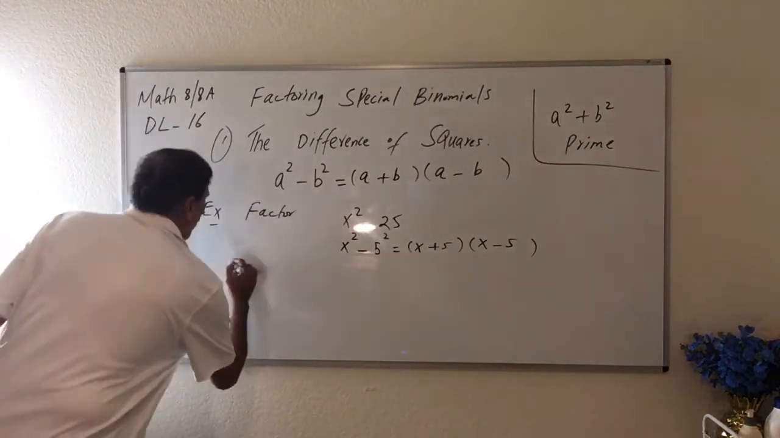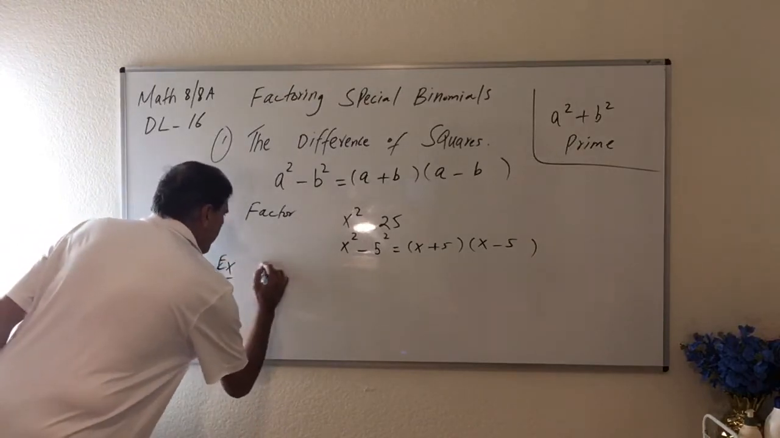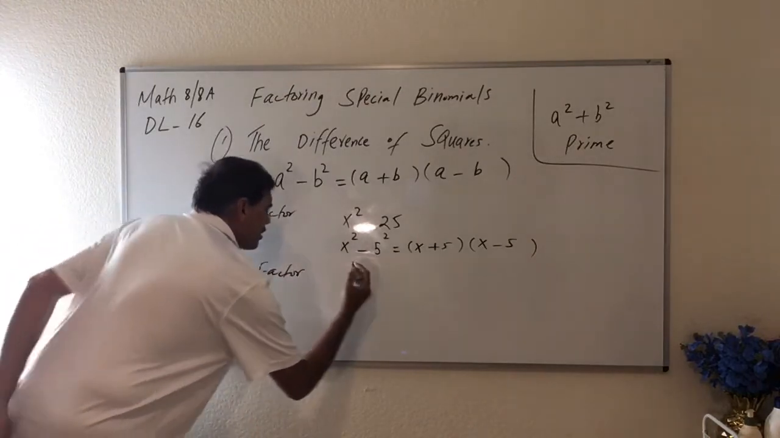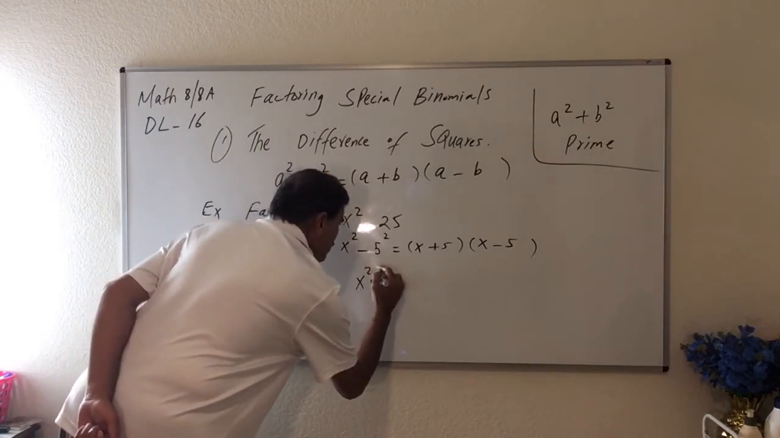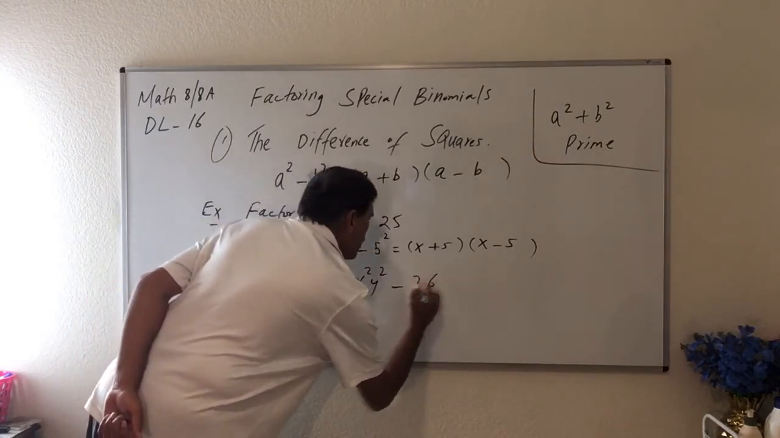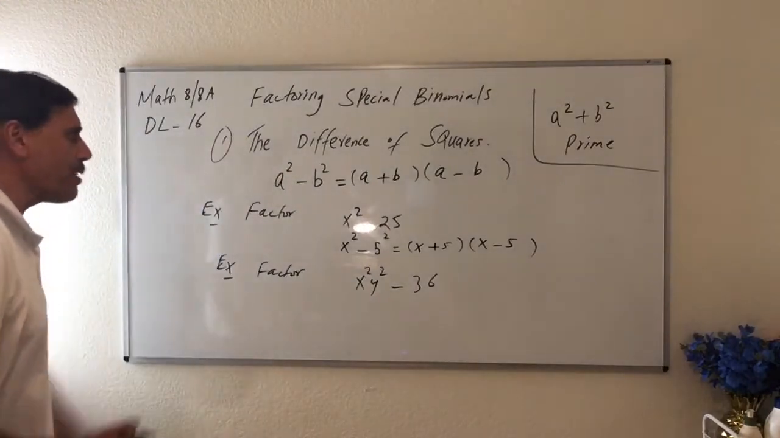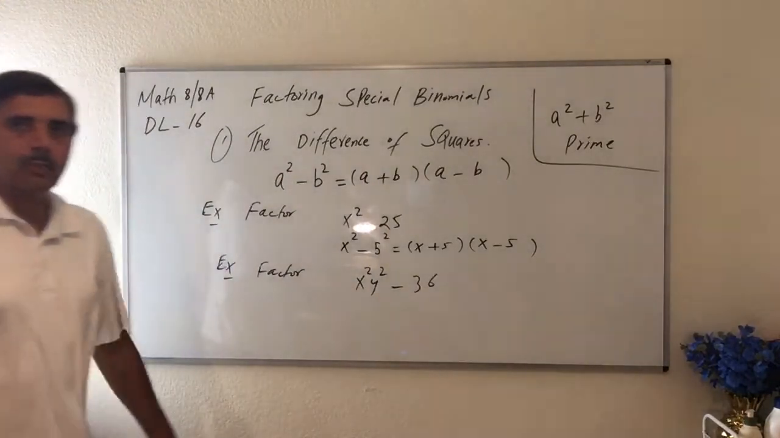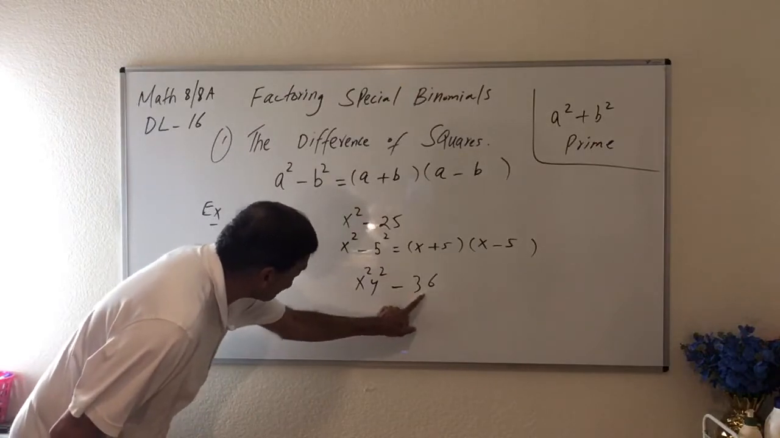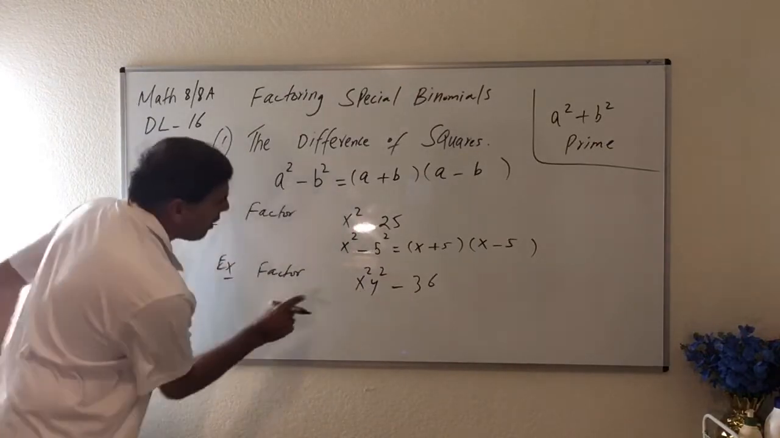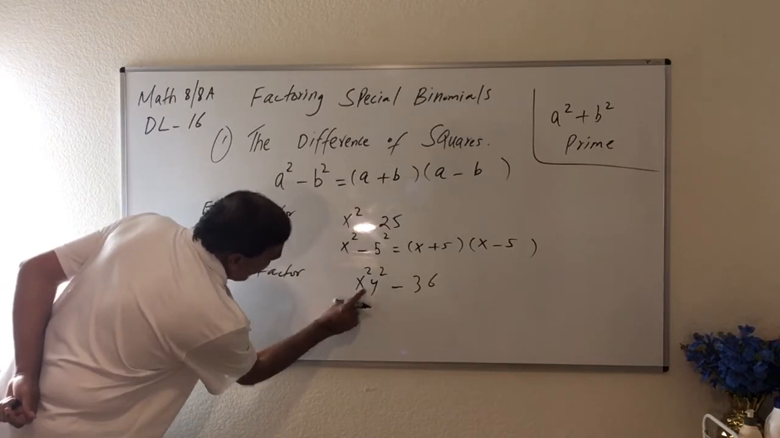Here is one more. Factor, let's say, x squared y squared minus 36. Now it is a binomial. Can we apply the special case? Yes. This is minus here, 36 is a perfect square, and this is also a perfect square. From here the base is xy.